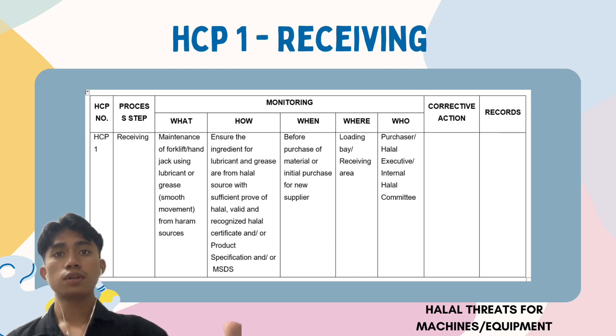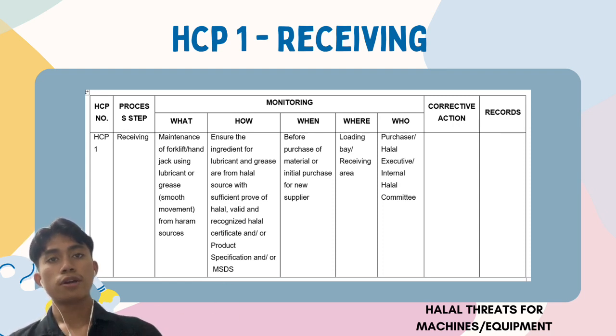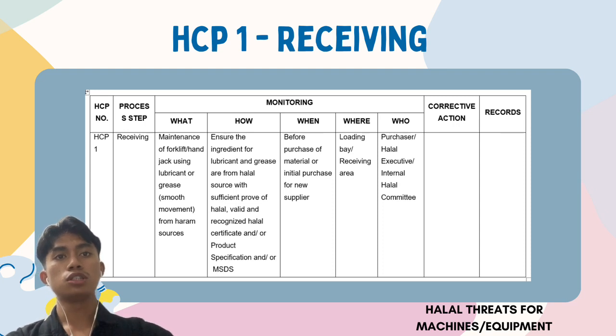So HCP receiving for halal threats for equipment is maintenance of forklift using lubricant or grease, smooth movement from haram sources. So how do we avoid this? Ensure the ingredients for lubricant and grease are from halal sources with sufficient proof of halal, a valid and recognized halal certificate and product. When: before purchase of material or initial purchase for a new supplier. Where: loading bay and receiving area. Who: purchaser, halal executive and internal halal committee.